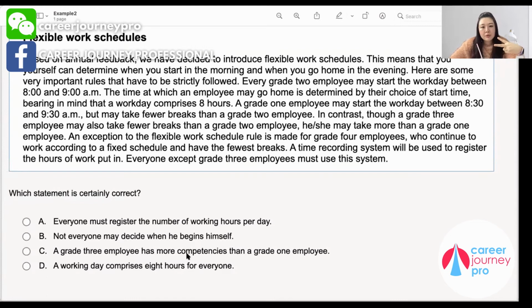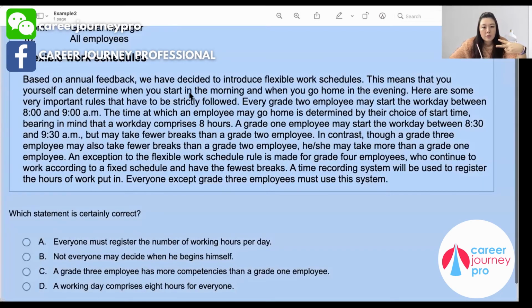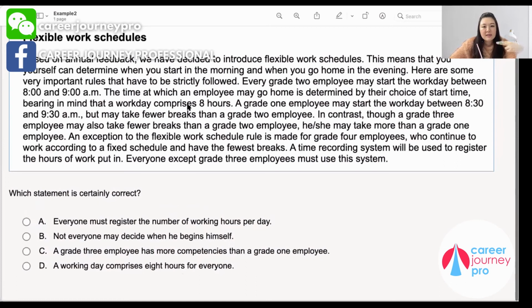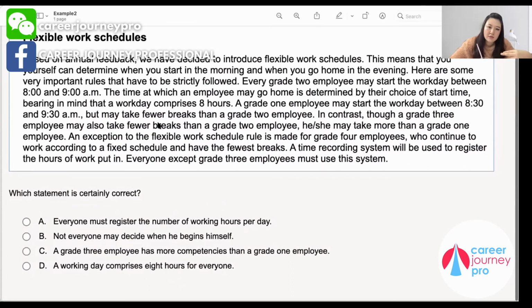So my rule number 2 is go to the keywords. So where is 8 hours? It's here, which is 1, 2, 3, 4, 5 lines down. What's the original sentence? The time at which employees may go home is determined by their choice of start time. Bear in mind that a workday comprises 8 hours, right? So it says comprises 8 hours, but not everyone. Although it could be true, in this context itself, it never said for everyone. So that could be a question mark for me.